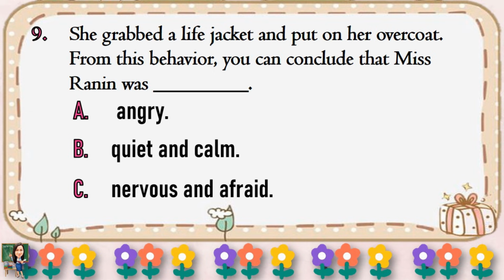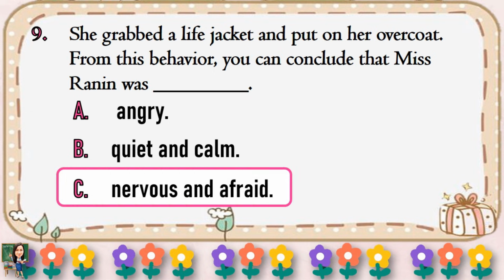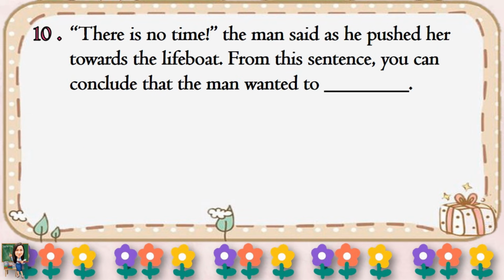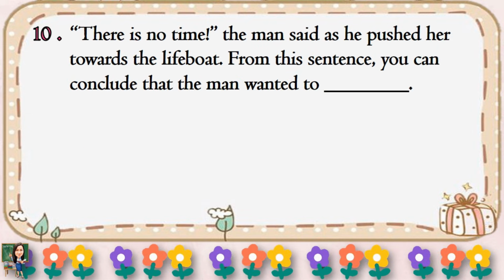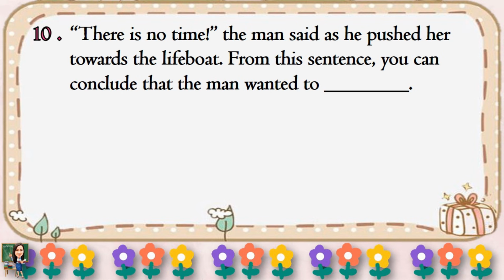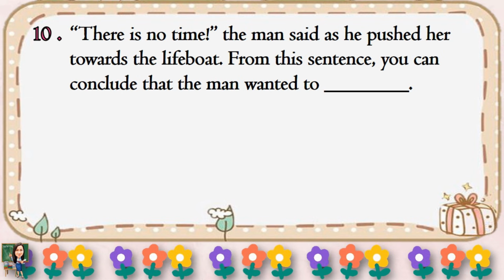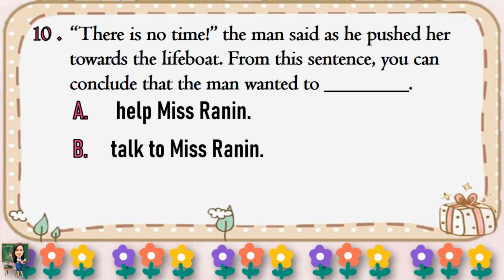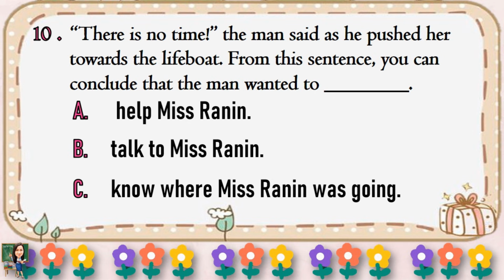Very good. The correct answer is letter C. Nervous and afraid. And number 10. "There is no time," the man said as he pushed her towards the lifeboat. From this sentence, you can conclude that the man wanted to A. Help Miss Ranin, B. Talk to Miss Ranin, or C. Know where Miss Ranin was going.